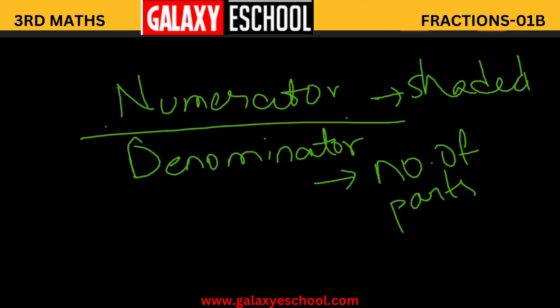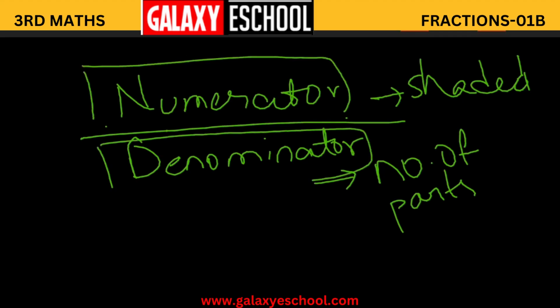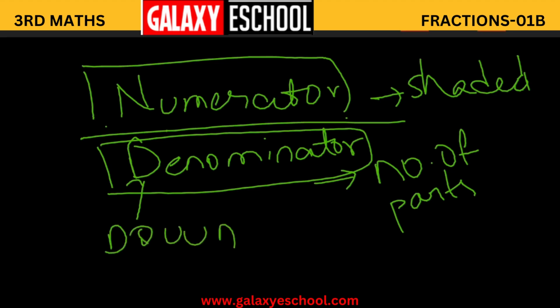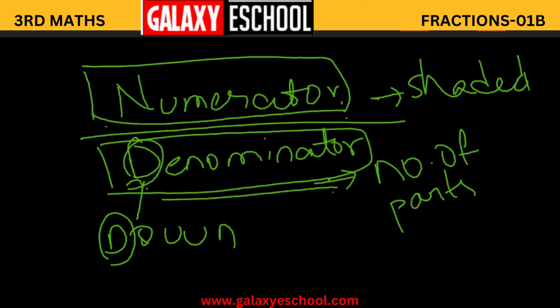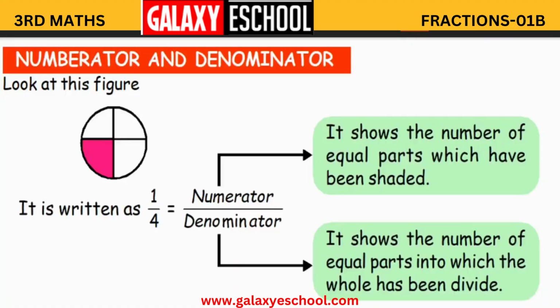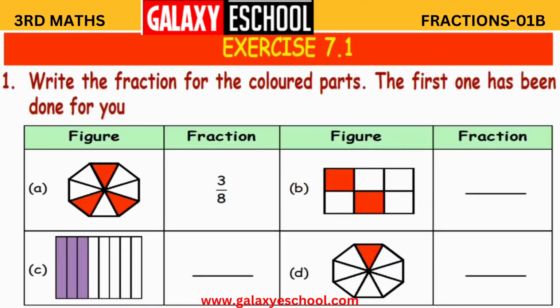Okay children, I suggest that you practice these two words, and please do not forget which is the numerator and which is the denominator. The number that is written down, D for down and D for denominator. Okay, you can remember it like this if you want. The number that is written down is called the denominator, and the number that is written up on top is our numerator.